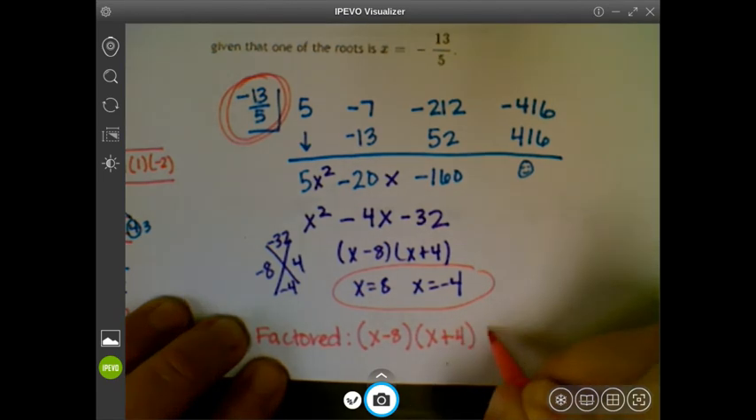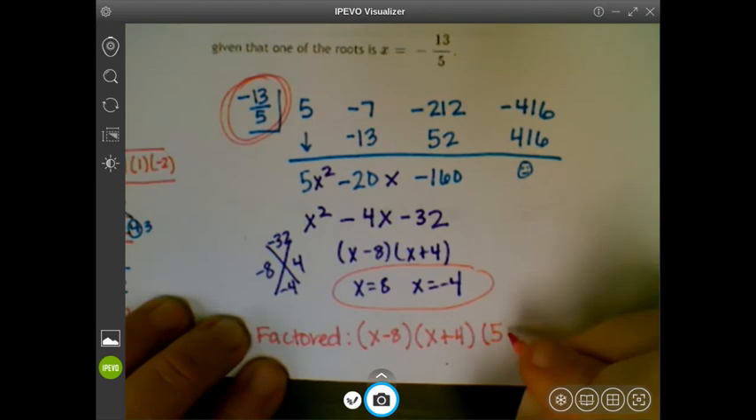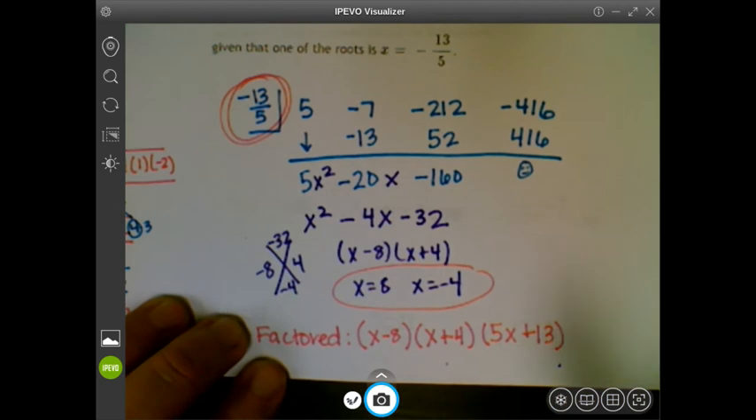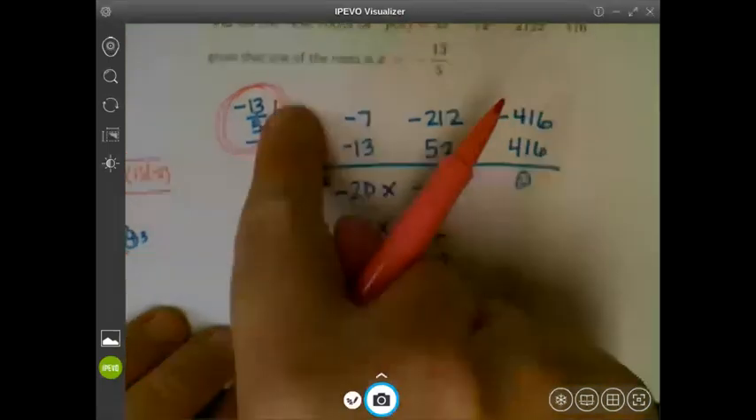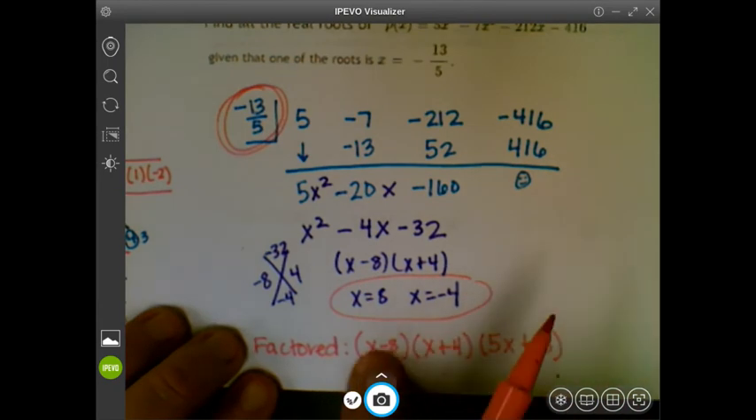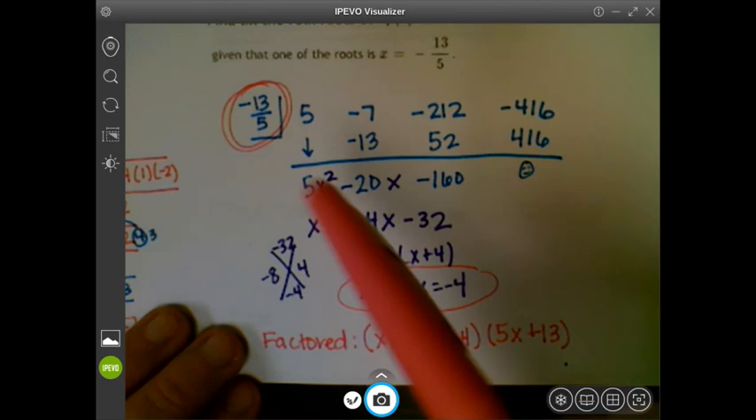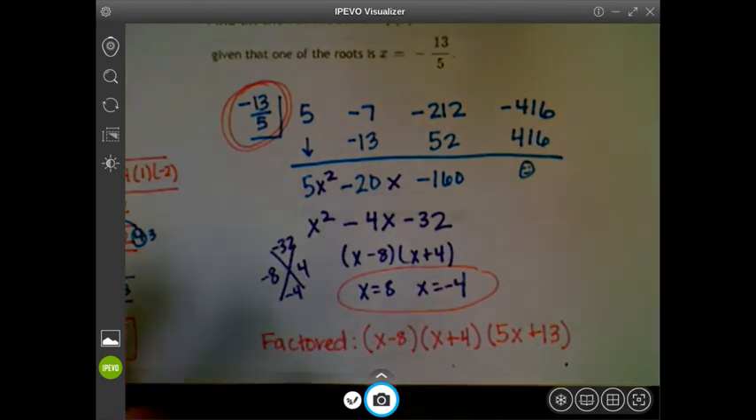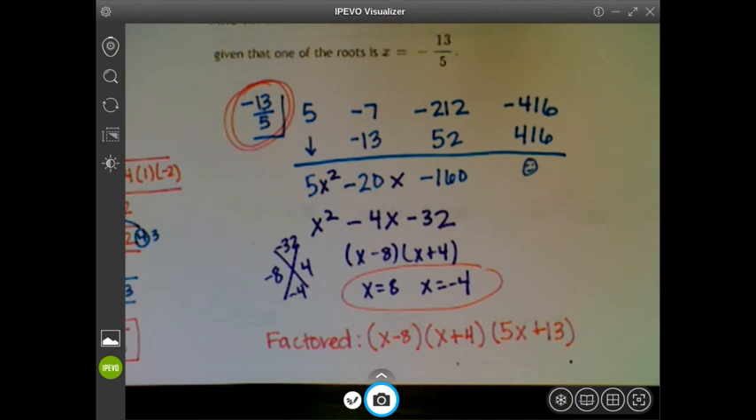And this last one here, the 5 would move up, right? So it would be 5x, and then instead of minus 13, it would be plus 13. So this is the factored form for your original polynomial. It's easiest to just find the zeros and then change them back into their factors. So if anything says, hey, what's the factored form? It's just kind of one last little step to just throw them back in factors.